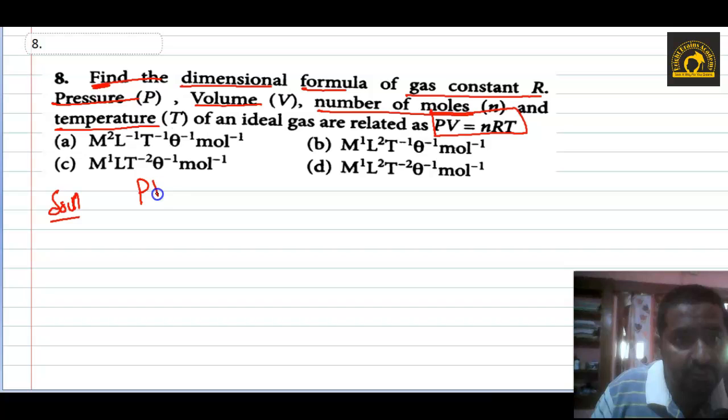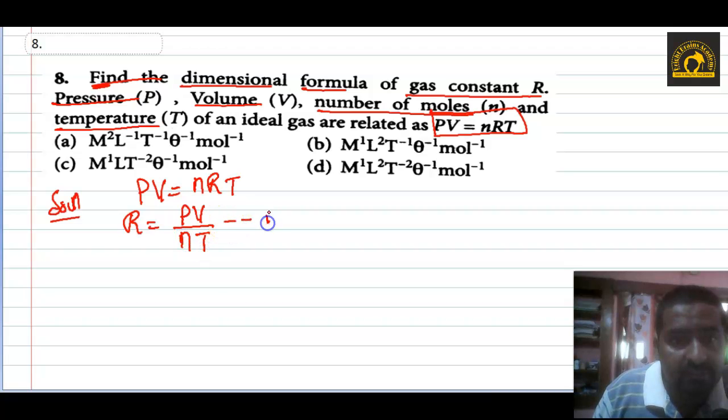So the equation is PV is equal to nRT. So then R is equal to PV divided by n into T. So this is called equation number 1. So now one by one you have to find out.